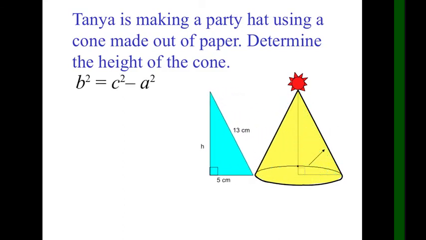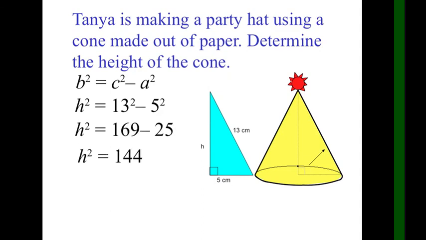Ayan. So b squared equals c squared minus a squared. So let's just say that b squared is equal to h squared, no? Palitan natin yung b ng h. So h squared is equal to 13 squared minus 5 squared. That is 169 minus 25. That's 144. Again, to cancel the squared in h, ang gawin natin is square root both sides. Ayan. So what is the square root of 144? The answer is 12 centimeters.